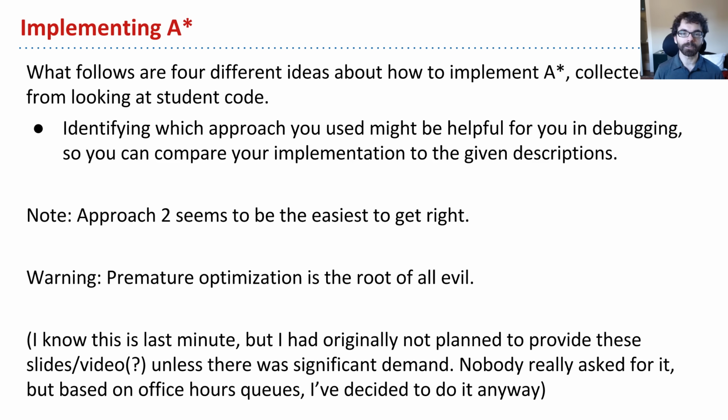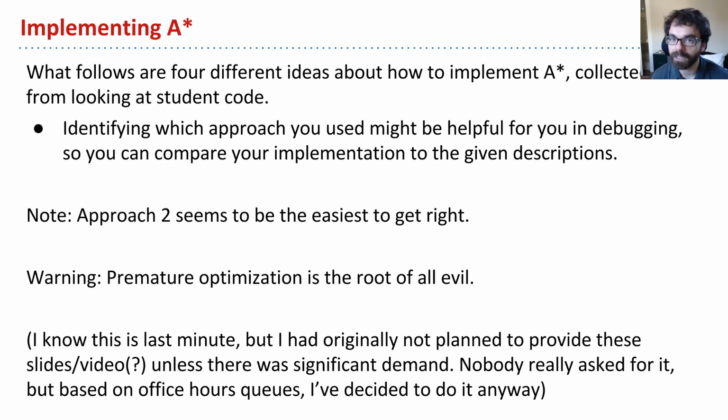So basically what's going to happen in this video, I'm going to talk about some of the most common bugs. I'm also going to talk about the 4 most common implementations for A-star, and basically what I did is I just looked at a bunch of student code and got a sense of what people are trying, and you might find it useful to identify which approach you came up with, or that you're working on, so you can compare what you have to the others, or maybe you can change implementations entirely.